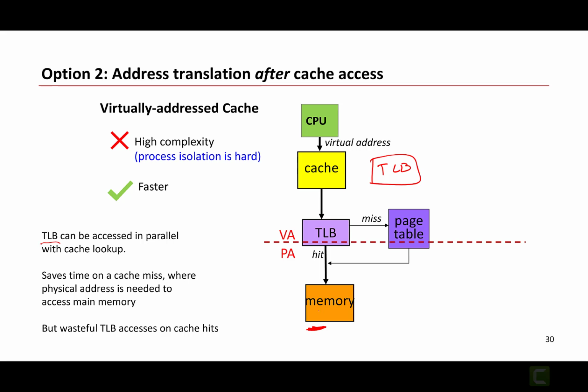But the downside of this design, and that's why we didn't talk about it earlier, is you're accessing the TLB all the time, even on a cache hit. And that's not an efficient design, because in modern processors, energy and power are super important. So if you're going to wastefully access the TLB for every memory access when you really don't have to, then that's not really an efficient design. But that is a design consideration that you may want to consider.